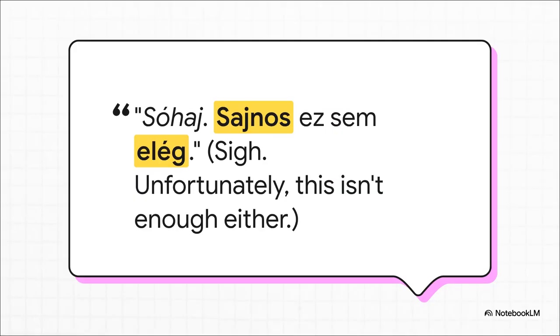We found this quote in a Hungarian developer guide, and it just captures the feeling perfectly. After explaining why trying to filter stuff out will never work, the author just writes, "Sohaj, sajnos ez sem elég," which translates to "sigh. Unfortunately, this isn't enough either." And that sigh, it says it all, doesn't it? It's the sound of pure frustration.